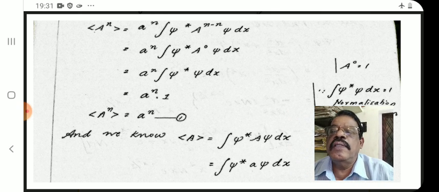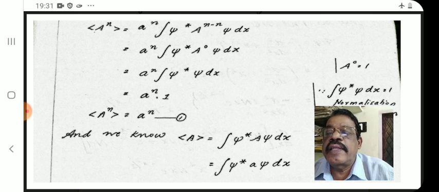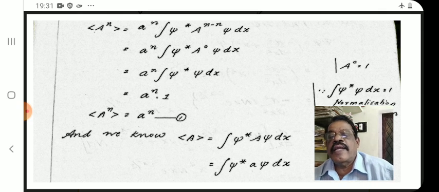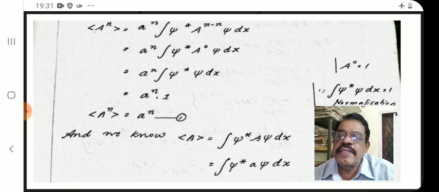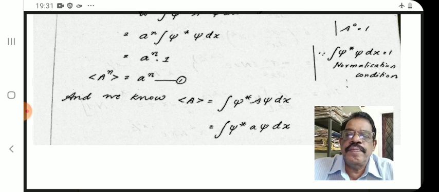So the expectation of A raised to n is equal to small a raised to n into 1. That is, the expectation of A raised to n is equal to a raised to n, equation number 1. That is the LHS. We have taken the LHS first and solved it to be equal to a raised to n. Now we take the RHS.